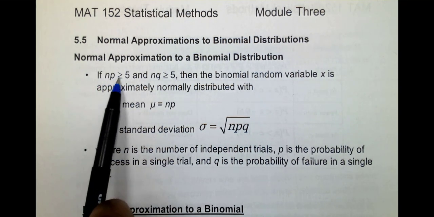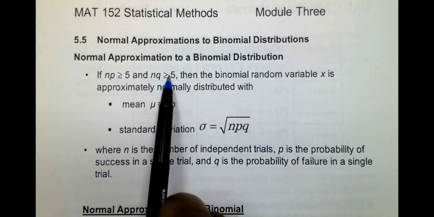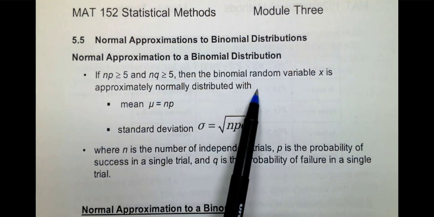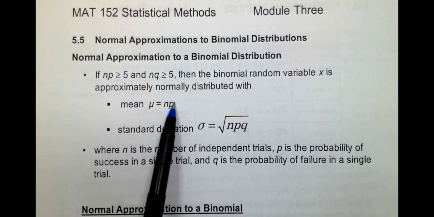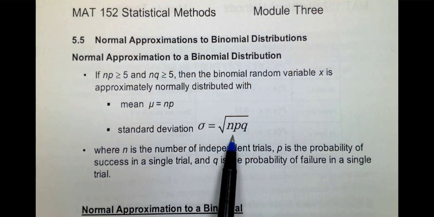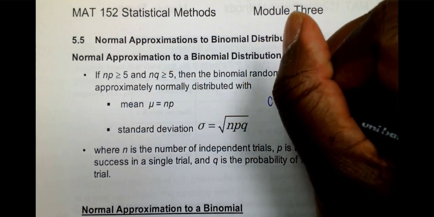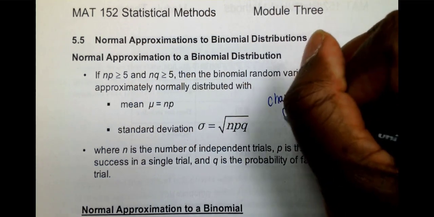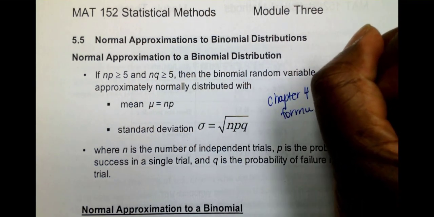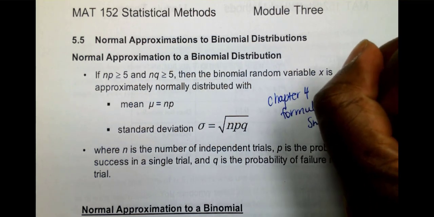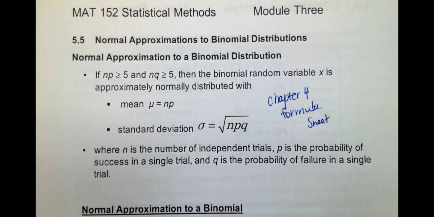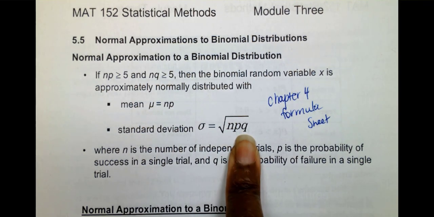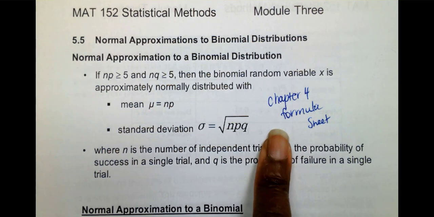If n times p is greater than or equal to 5 and n times q is greater than or equal to 5, then the binomial random variable x is approximately distributed with, and this is how you calculate your mean and your standard deviation. And this is from Chapter 4. So you want to know where they're getting these from? Chapter 4 formula sheet. How do you calculate mean? How do you calculate standard deviation? It should be at the very end.